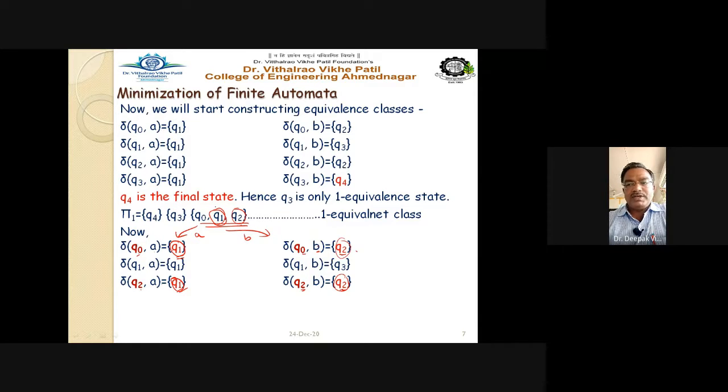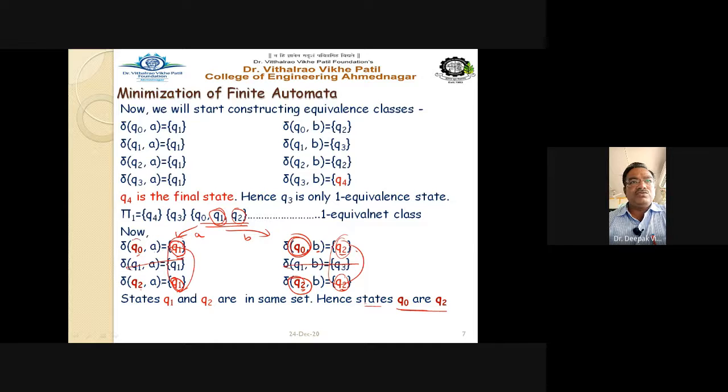That's why what we have written here, see it carefully, is that states Q0 and Q2 are in the same class. Forget about this Q1, and this particular Q2, they are in the same state. Hence, what is the conclusion? See carefully. Hence, states Q0 and Q2, which are bold here in a different color, are called two equivalent states. Getting this point? They are called the two equivalent states.